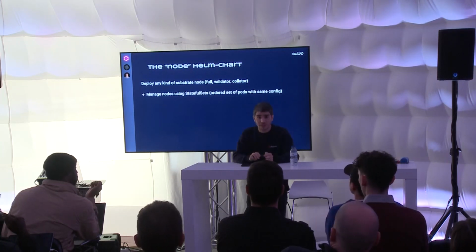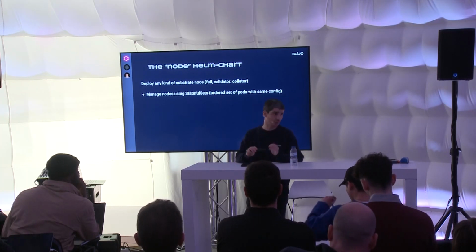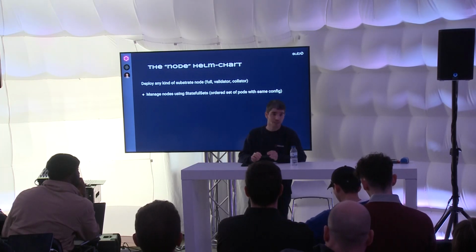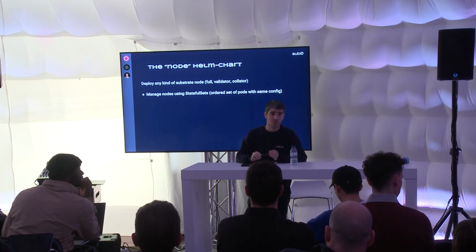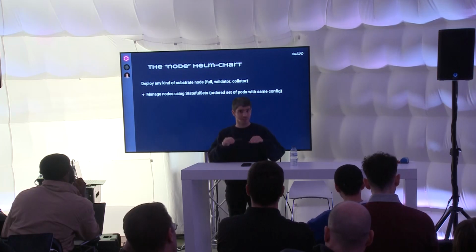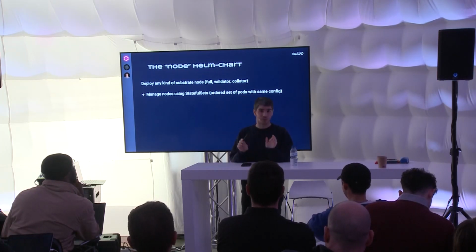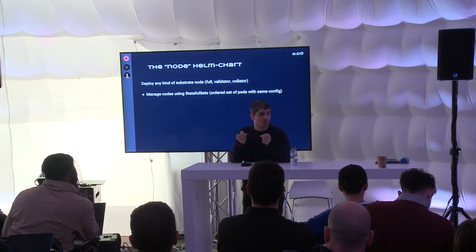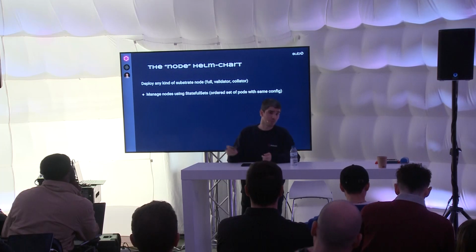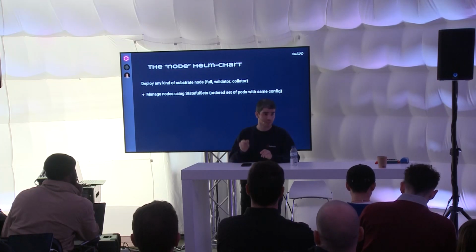The way we manage the blockchain nodes in Kubernetes is obviously based on stateful sets. The stateful set, if you don't know it, is simply a way to manage a set of pods with a similar config, and also the sets will be ordered. This means, for example, you have a set of validators. The first will be validator 0, then validator 1, validator 2, and they all share the same config, but they have this unique index.